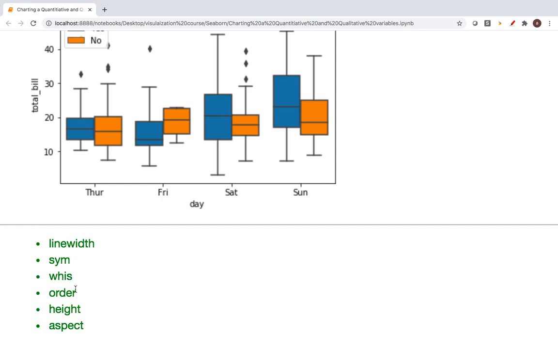Order. It helps us to adjust the ordering of the x-axis values, that is the qualitative values. Height. Looks after the height of the graph. Aspect checks out the width of the graph.